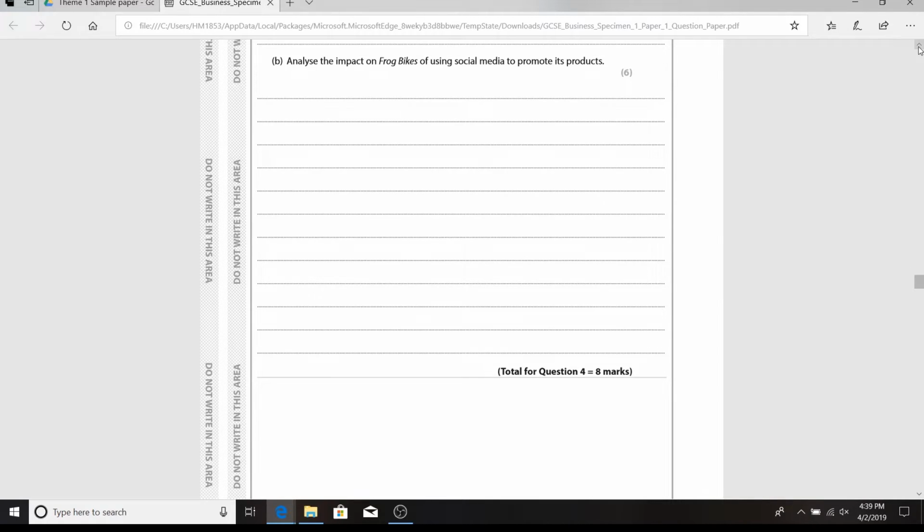So next question, however, is trickier. Okay, here we're going to want to include 3 pieces of application for 3 of the 6 marks. Analyze the impact on frog bikes using social media to promote its products. We saw that in the picture, okay? We want to make sure that we develop 5 connected sentences which help us to gain top-level marks for AO3 analysis. So analyze the impact means that it can be positive, it can be negative.